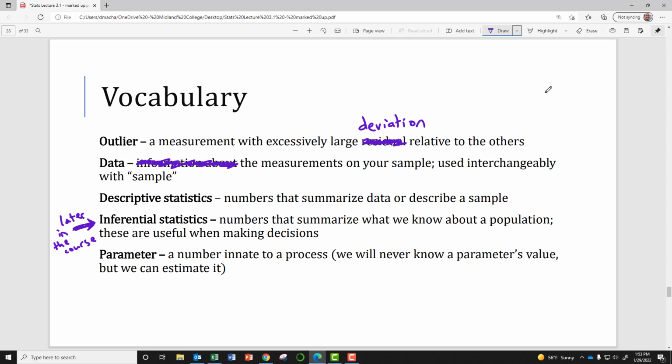And a parameter is a number innate to a process or a characteristic of a random process. And in most cases, we'll never know a parameter's value, but we can estimate it. And remember that a statistic is just an estimate of a parameter.